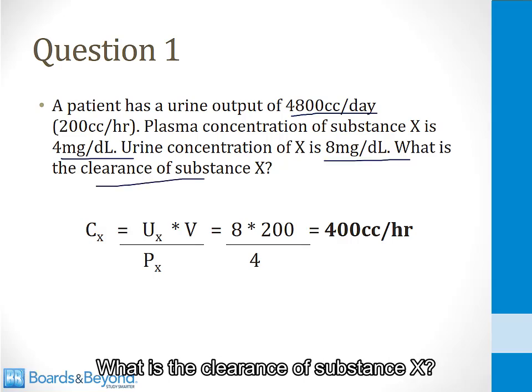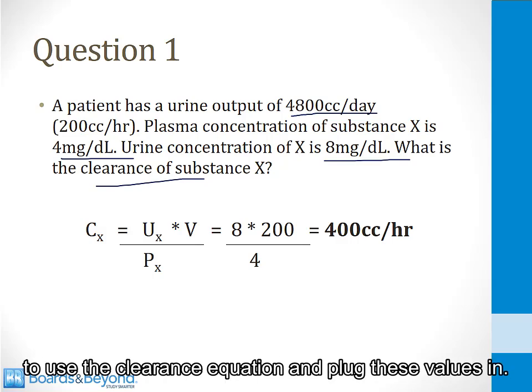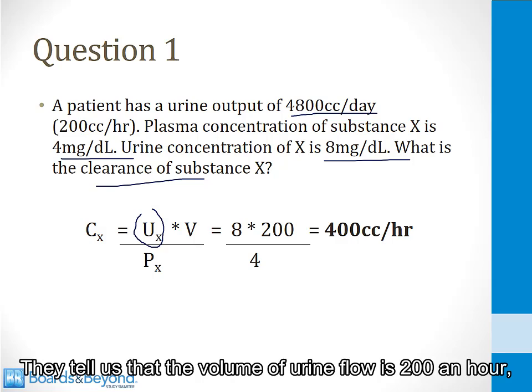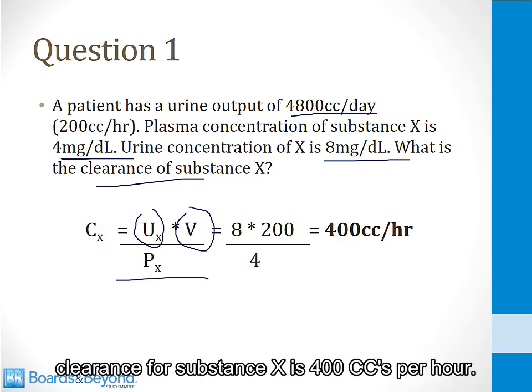What is the clearance of substance X? This is a basic problem where you're simply asked to use the clearance equation and plug these values in. They tell us that the urine concentration of X is 8, the volume of urine flow is 200 an hour, and the plasma concentration is 4. If we plug all these numbers in, the clearance for substance X is 400 cc's per hour.